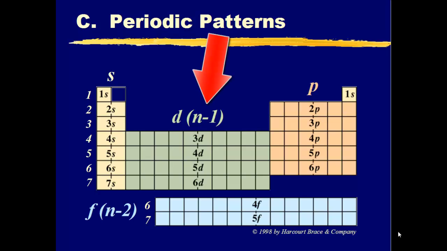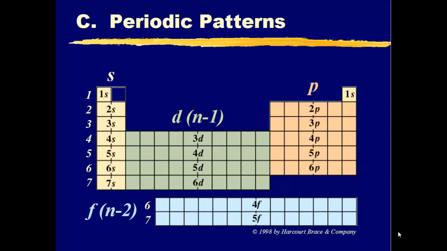The next section of the periodic table that's colored green on this screen are the D block elements. Now the trick to identifying the D block elements is that the first row appears to be the 4D, but you know that the first place you see a D in the electron configuration pattern is a 3D. So the thing you have to remember about the D's is to subtract 1 from the row that it's in.